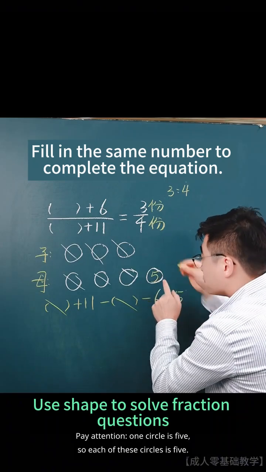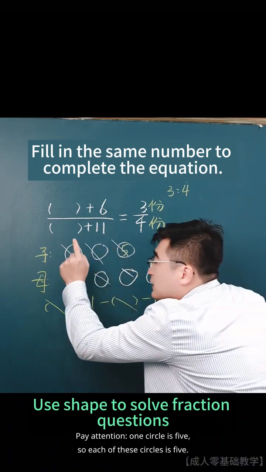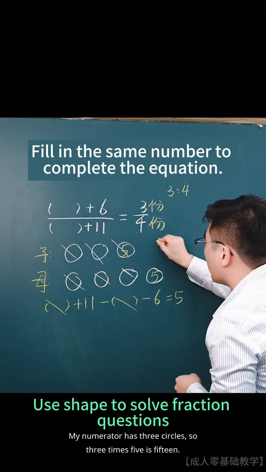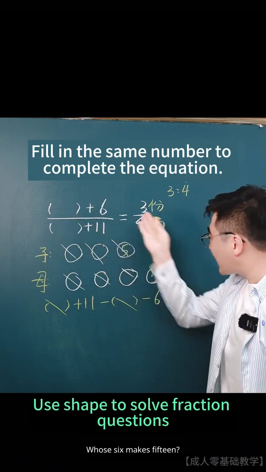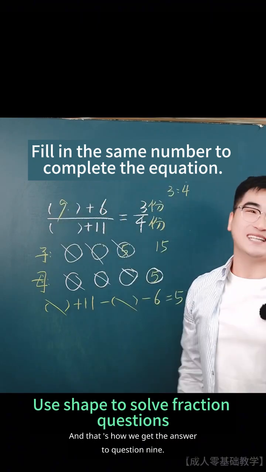Pay attention. 1 circle is 5, so each of these circles is 5. My numerator has 3 circles, so 3 times 5 is 15. Whose 6 makes 15? And that's how we get the answer to question 9.